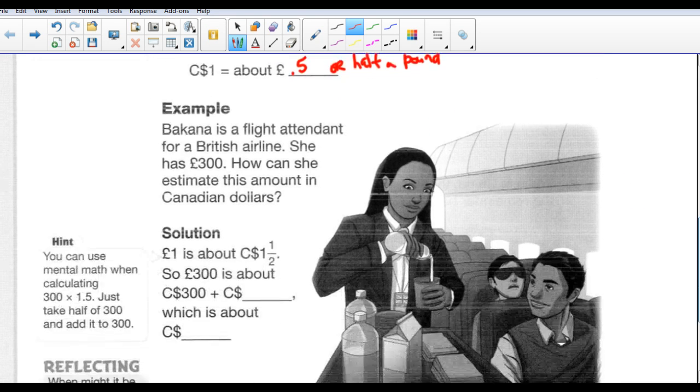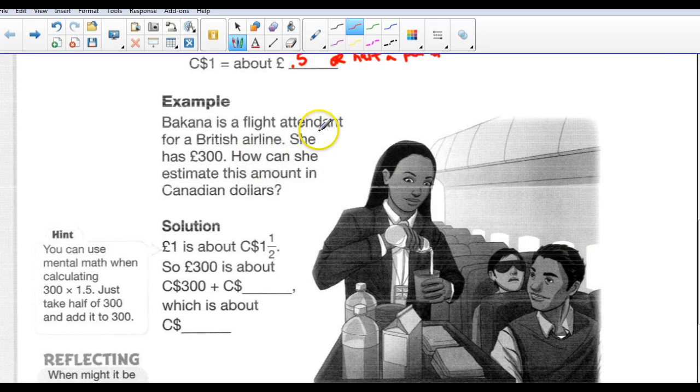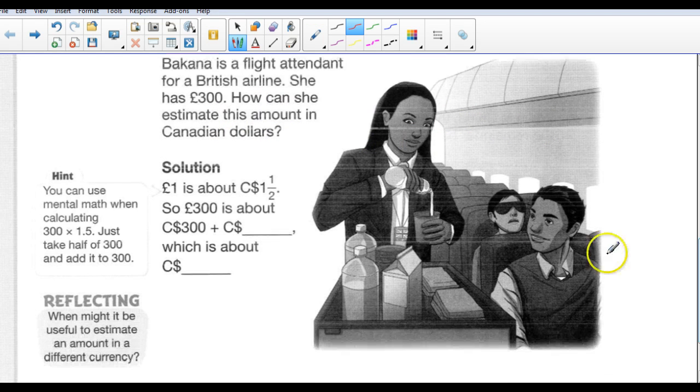calculating in our head. For example, Bakana is a flight attendant for a British airline. She has 300 pounds. How can she estimate this amount in Canadian dollars? Well, we know that 1 pound is about $1.50 Canadian. Well, it's a little bit more, but for calculating in our head, it's worth about 1.5.